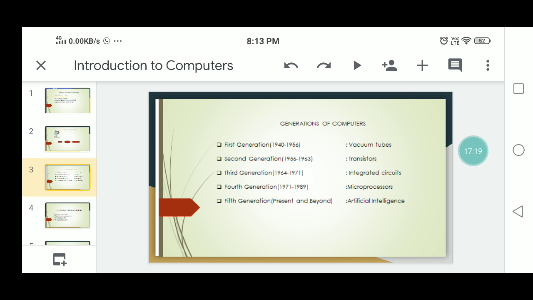Then next, in the fourth generation computer, the period is 1971 to 1989. The microprocessor was launched in the fourth generation computers period. Thousands of integrated circuits were built onto a single silicon chip. This is the microprocessor chip. First generation computers often filled an entire room. Fourth generation computers, on the contrary, are very small, so they fit in the palm of the hand.